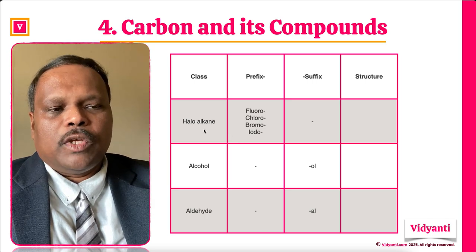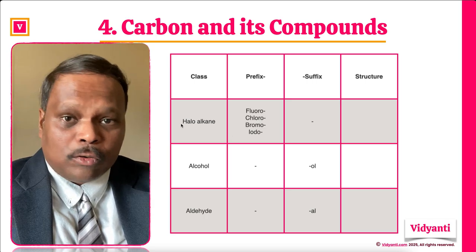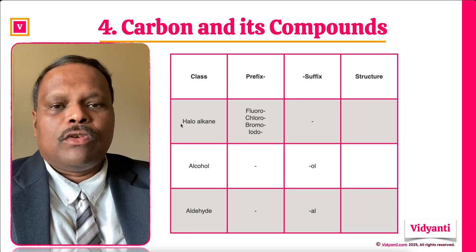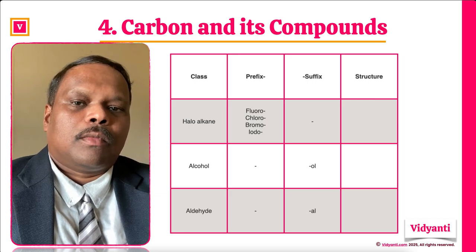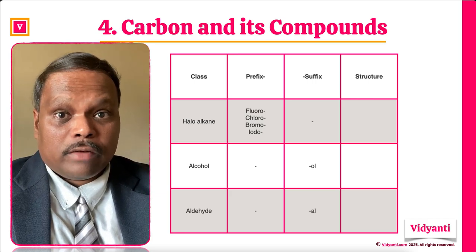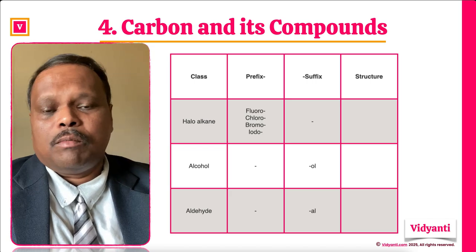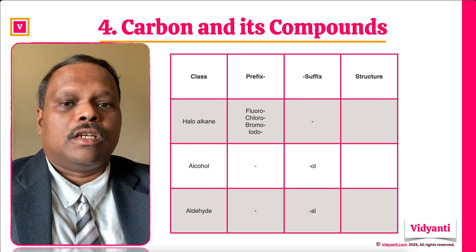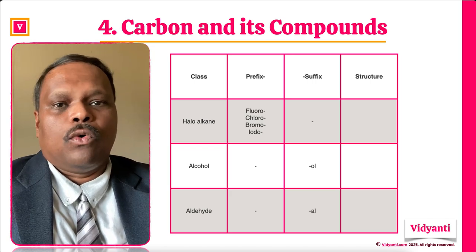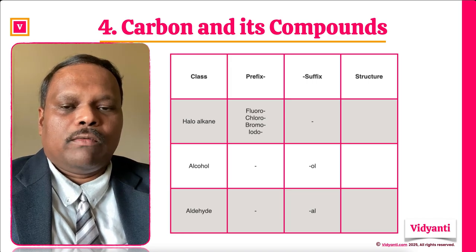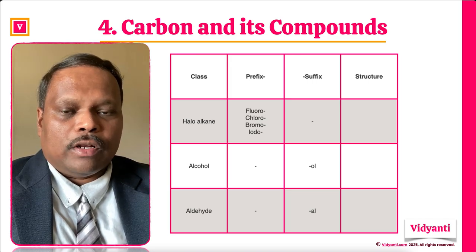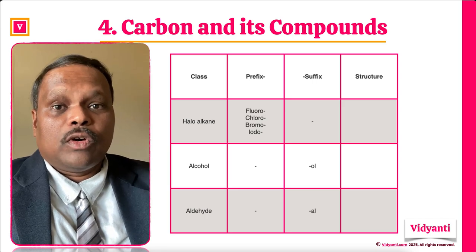The first group is haloalkane. Now here halo stands for halogen. If you recall the periodic table of elements, halogen refers to the group which is just before the noble gases, which is one before the last group, and that would be fluorine, chlorine, bromine, iodine. So these will be your halogens.